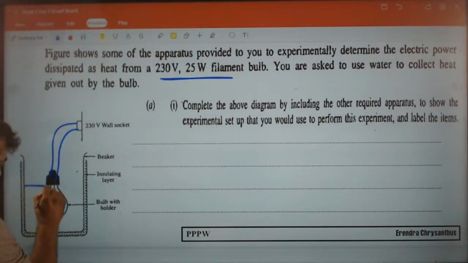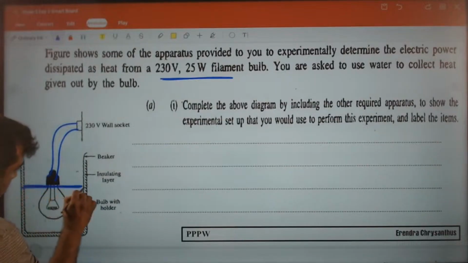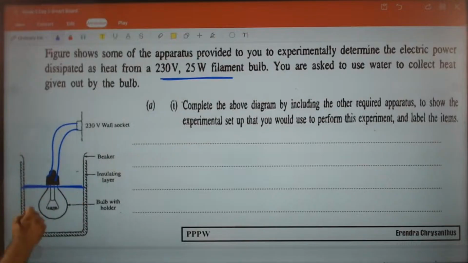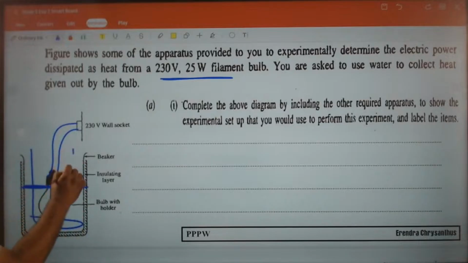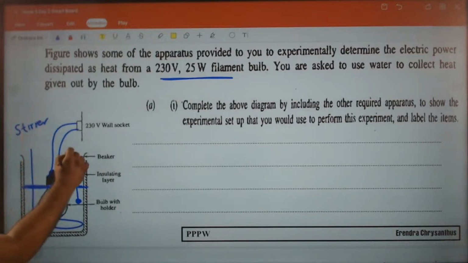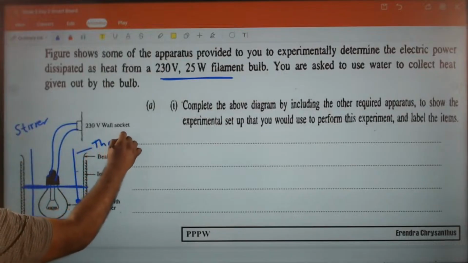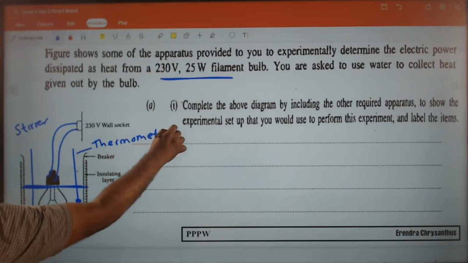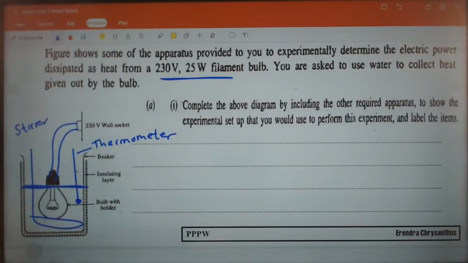Water is filled almost up to the brim here like this. You make sure it doesn't touch the exposed surface. You will need a stirrer, a thermometer, and a cover. Complete the above diagram by including other apparatus. So here the stirrer is there. The thermometer is there. These wires are connected as well.